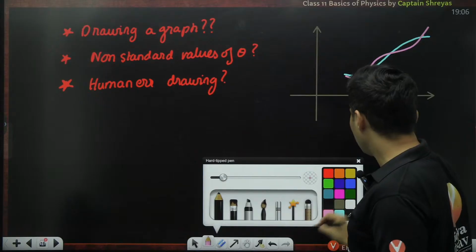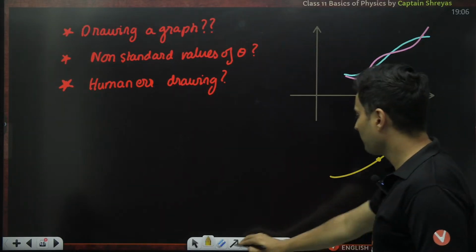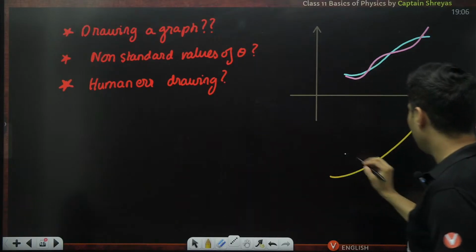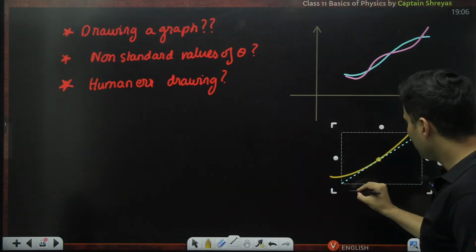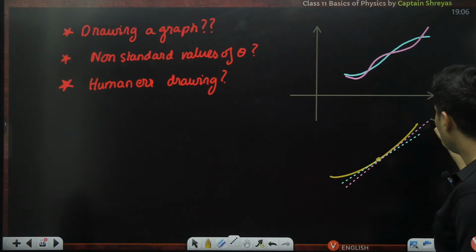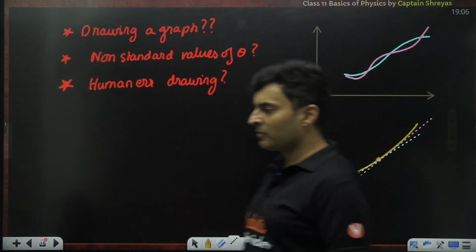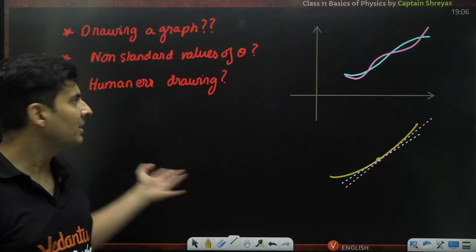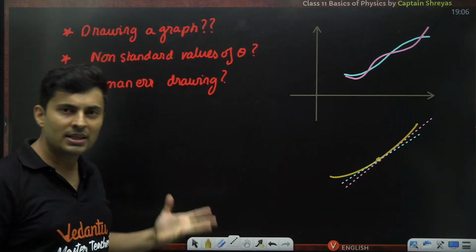Also, imagine if there is a curve over here and you want to find the tangent. One person might say, this is my tangent. Another person will say, no, no, sir, this is my tangent. There is a small difference in them. It's not so visible to the naked eye. And the angles also may not be standard. So these are the problems which you might encounter when you are drawing graphs.